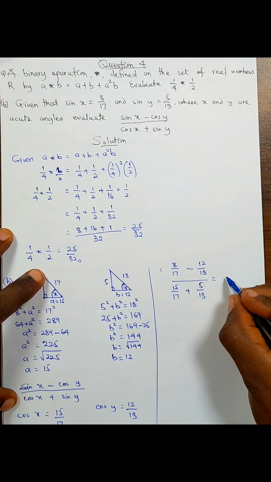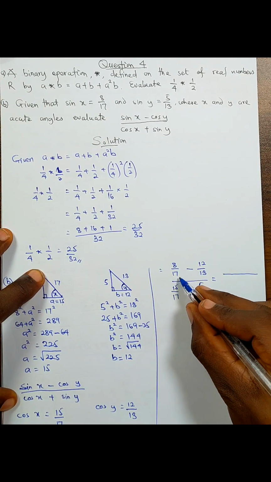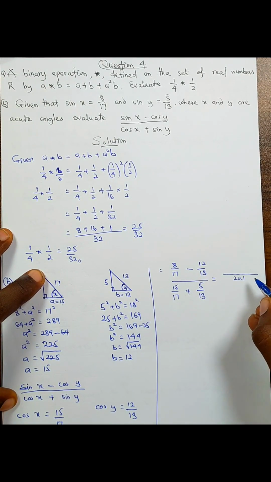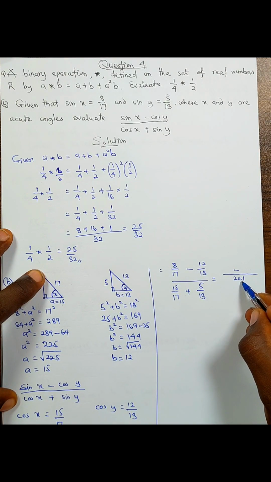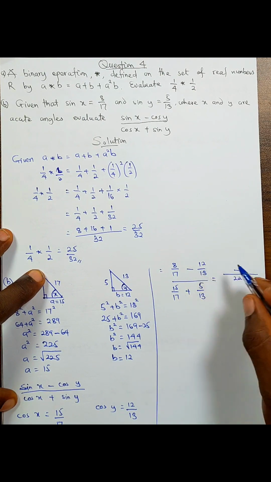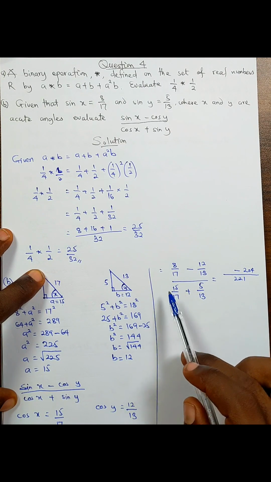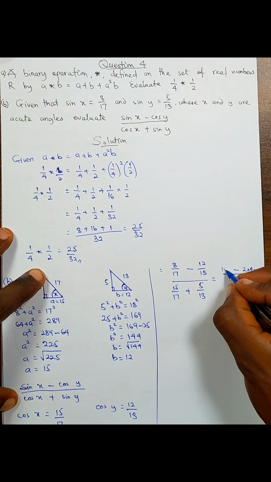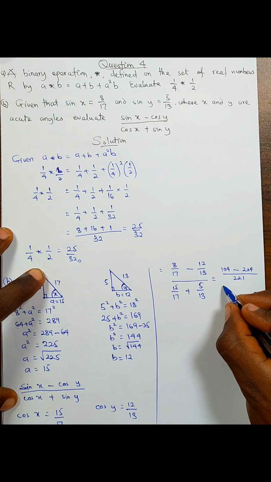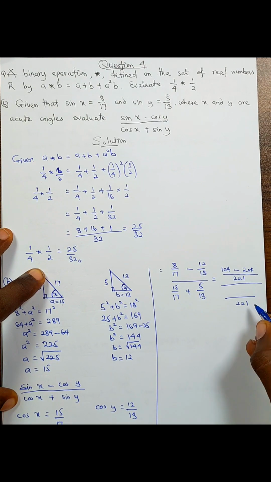In finding the LCM, 17 times 13 is going to give us 221. Bring our minus. Now 13 enters into 221 17 times. So 17 times the 12 is going to give us 204. And 17 enters into 221 13 times. So 13 times the 8 is going to give us 104. All this divided by the LCM for this, which is also 221.